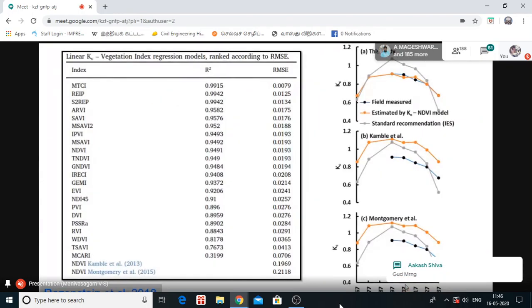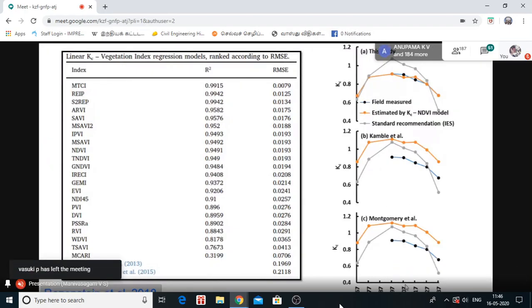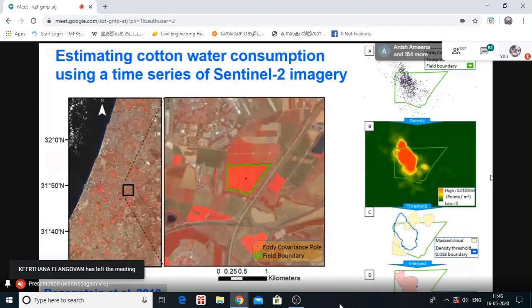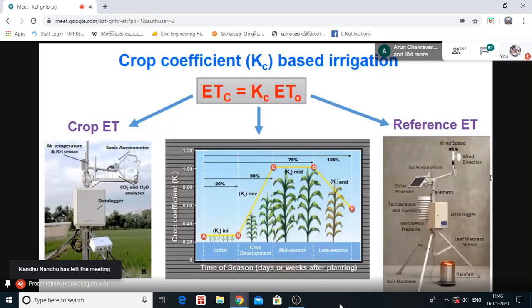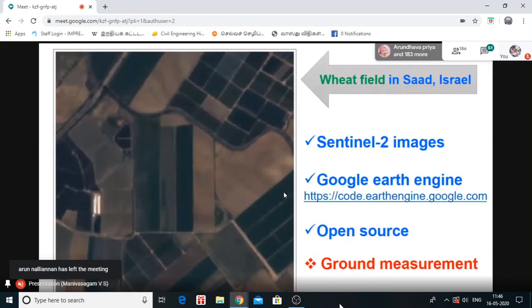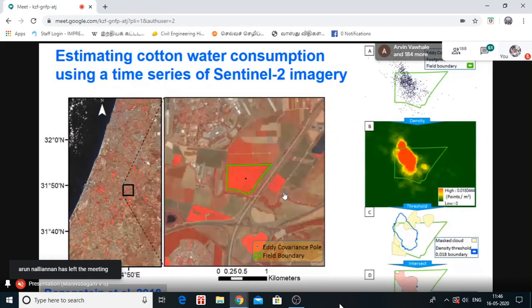We employed different vegetation indices, as I told earlier. It's an indirect indication of the canopy status. So we used different spectral indices. These indices are empirically related with the field measurements. So the idea here is, we have the ground measurement and we have the remote sensing information from the field, so we try to develop the regression equations.